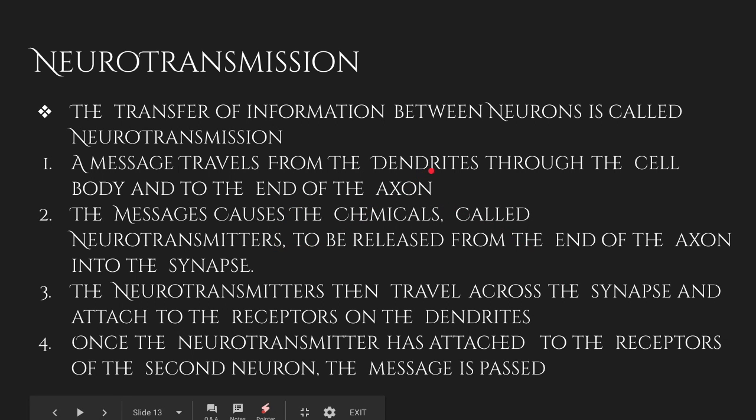So, neurotransmission is the transfer of information between neurons. For communication between neurons to happen, an electrical impulse must travel down an axon to the synapse. First, a message from another cell travels from the dendrites to the cell body and then onwards towards the end of the axon. Second, the message causes neurotransmitters to be released from the axon into the synapse. The neurotransmitters travel across the synapse and attach to the receptors on the dendrites. When the neurotransmitter attaches to the receptors, the message has been sent.